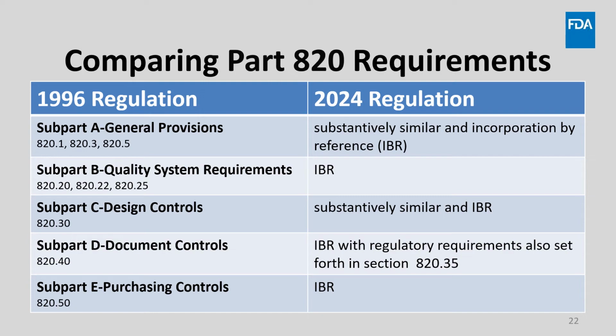Here you see that requirements for general provisions and design controls are substantively similar with requirements for the 2024 Part 820 and have requirements that are incorporated by reference to ISO 13485-2016. Requirements for document controls are incorporated by reference for the 2024 Part 820 and include additional requirements in Section 820.35 for controlling records.